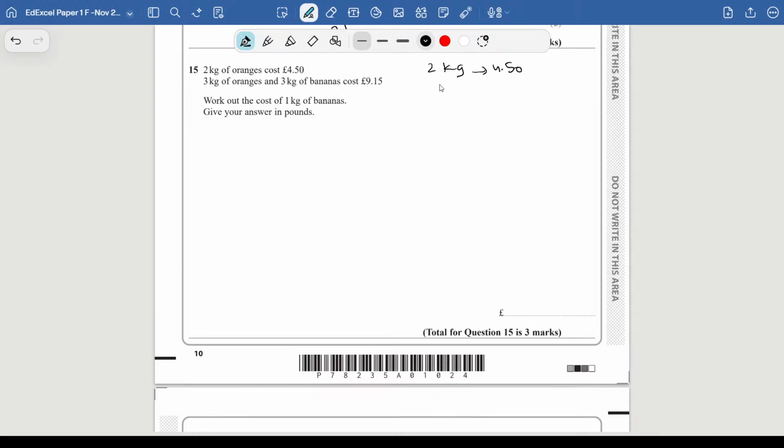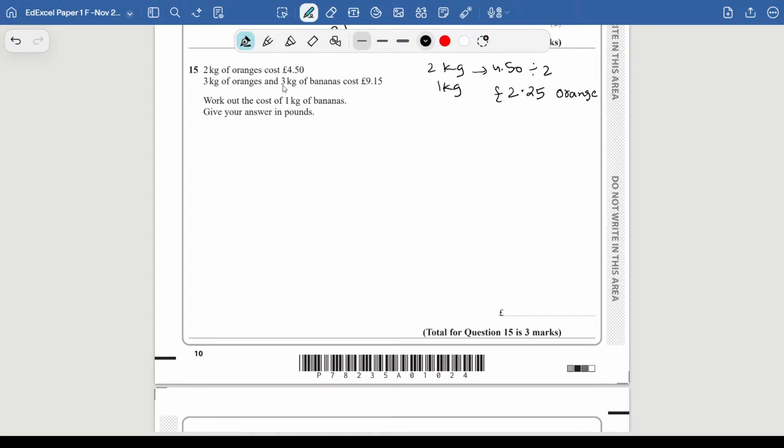1 kg will be 4.50 divided by 2. So if you divide this by 2, you get 2 goes into 4 2 times, 2 goes into 5 2 times, and there's a decimal. So 2.25 is the cost of 1 kg of orange.